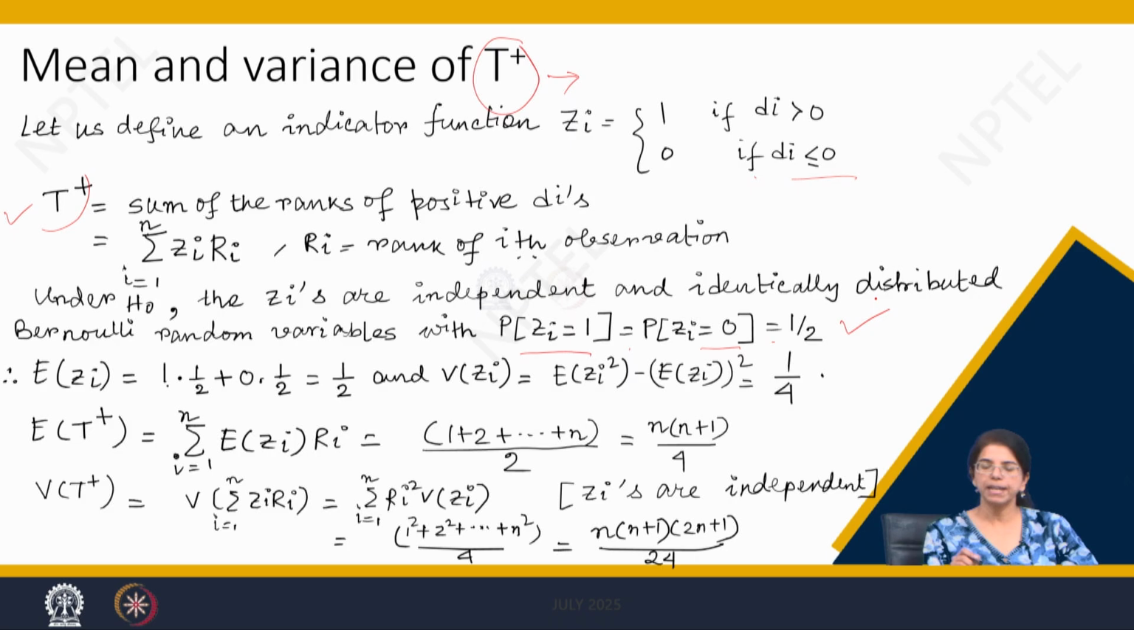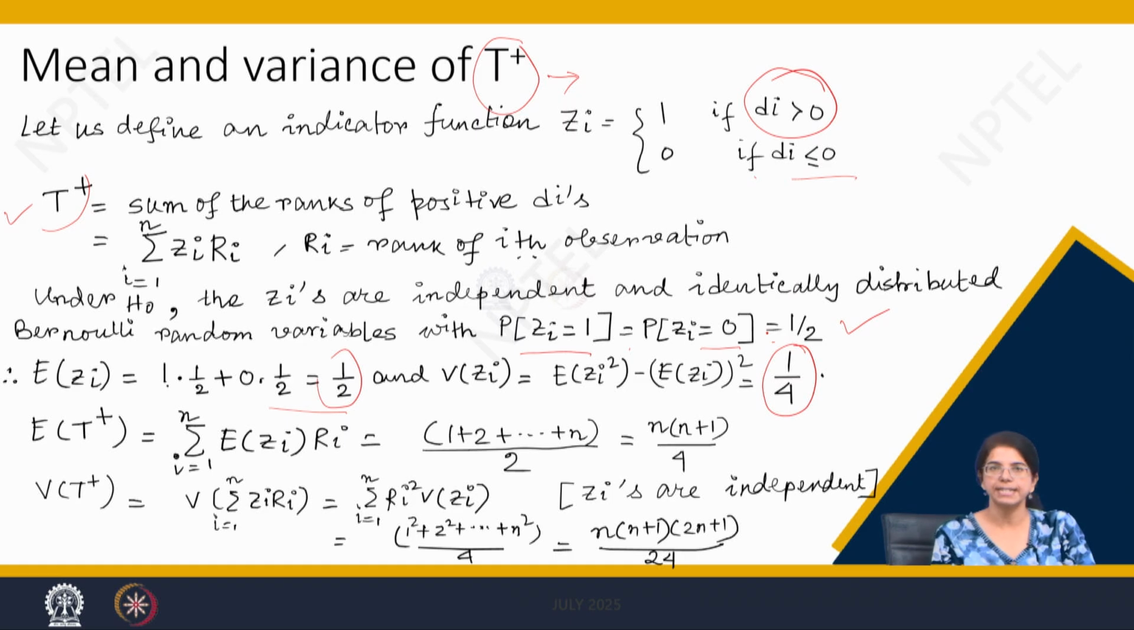How come it happens? Because it depends on the structure of Di, right? Probability Di greater than 0 is half, and probability Di less than or equal to 0 is also half. So Zi is depending on Di, so why not that it retains the same probabilities? So expectation of Zi is just the clear-cut idea, value multiplied by the corresponding probability, and expectation of Zi comes up as half, while variance of Zi comes up as 1 by 4. Typical statistical computation, nothing new in it.